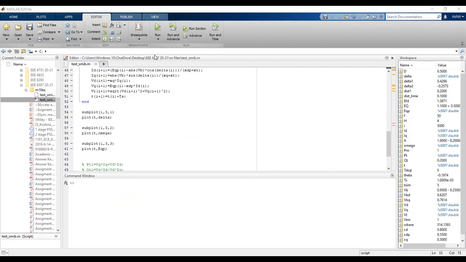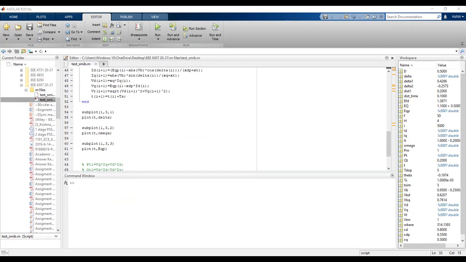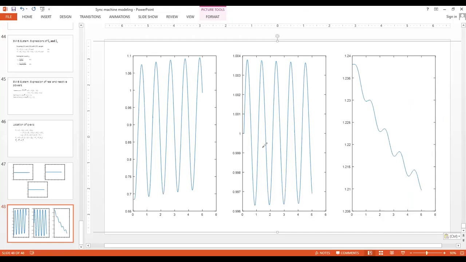So let's bring it to the PowerPoint slide and discuss what is going on. Can you see? Oh no, that's the new share. So the new share should be this one. Now can you see this one?